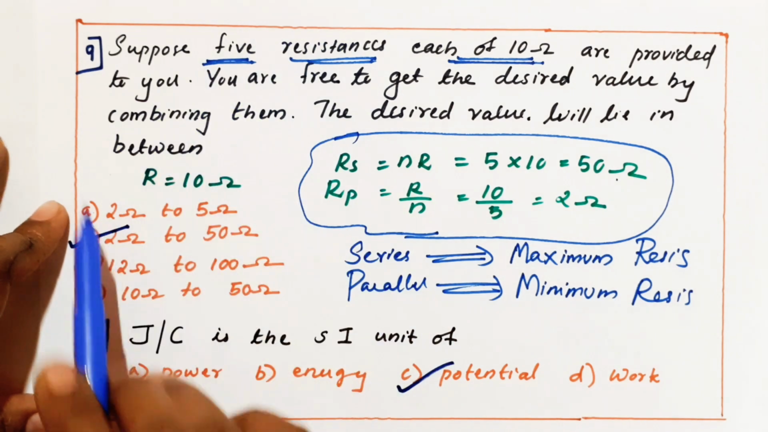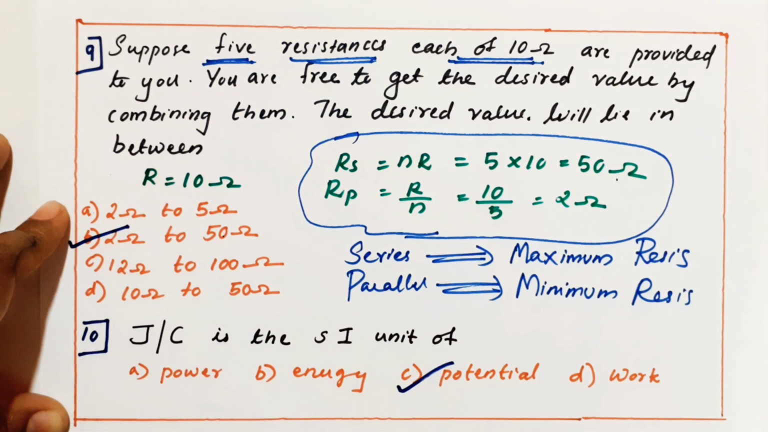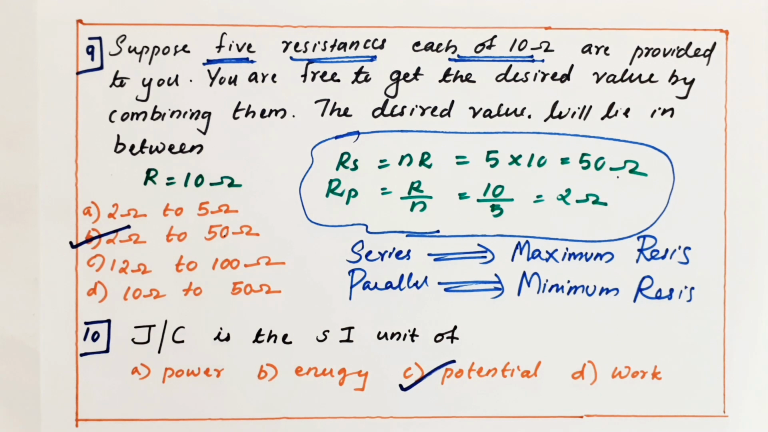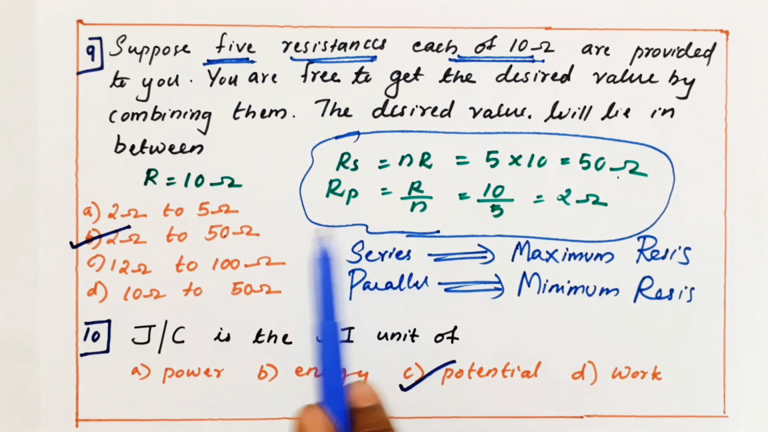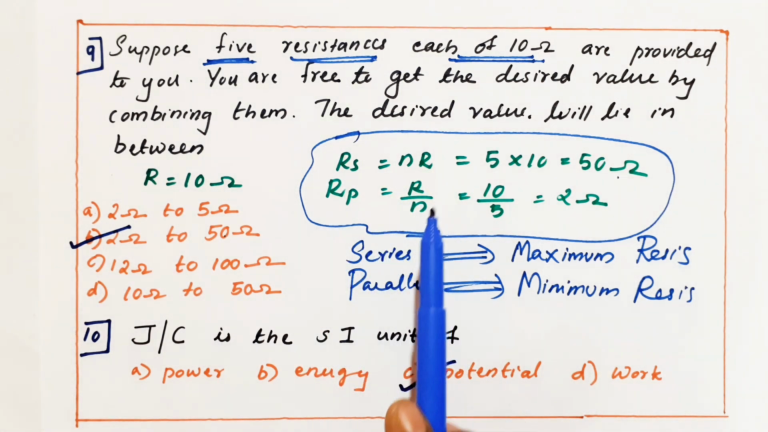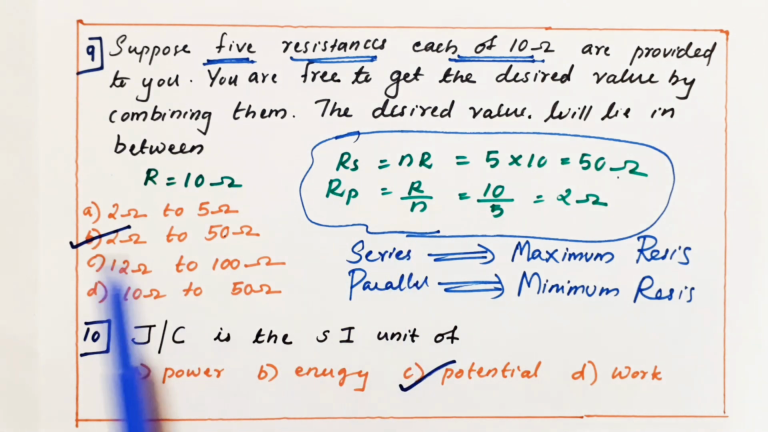It means your resistance lies between 2 ohm and 50 ohm. Don't forget, when they ask for the desired value, you have to remember, whatever the connection, it should lie between the maximum and minimum. If they connect in series, we get the maximum resistance, and if in parallel, we get the minimum resistance. If N resistances are connected in series, resistance is NR. If connected in parallel, it will be R by N. So it lies between 2 ohm and 50 ohm.